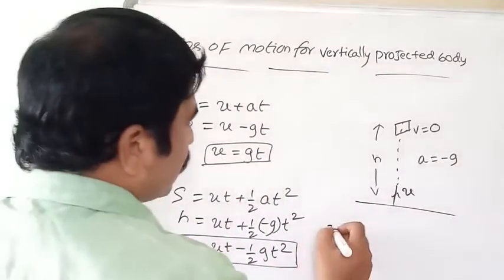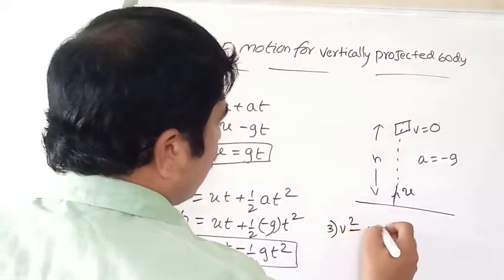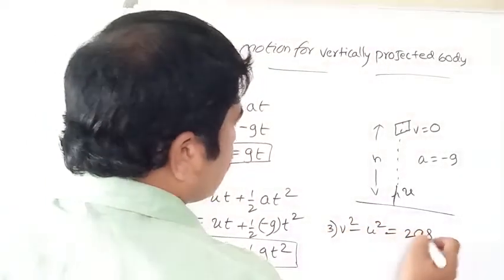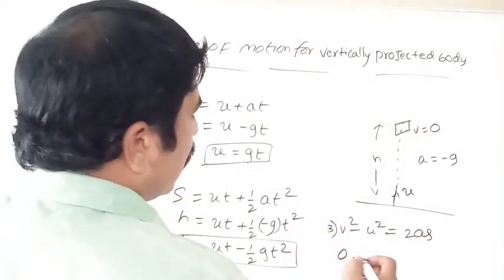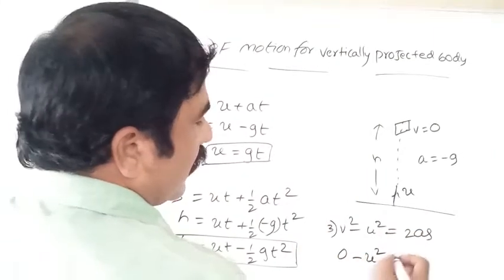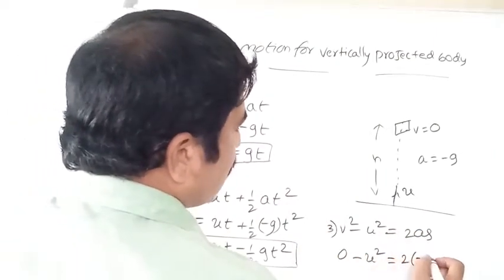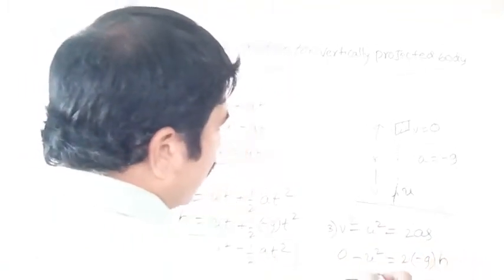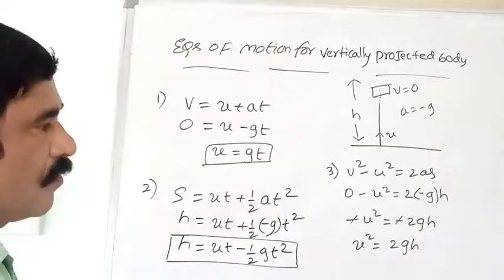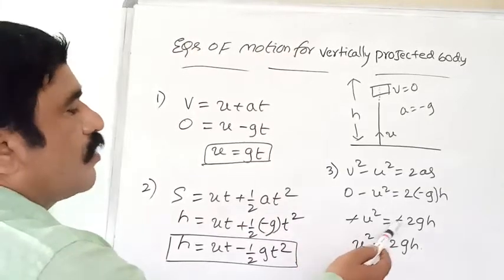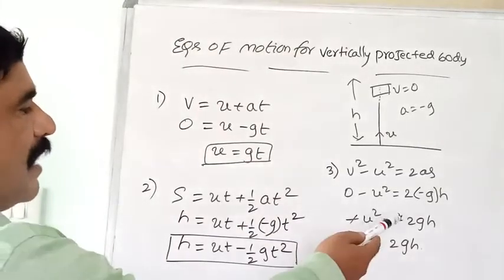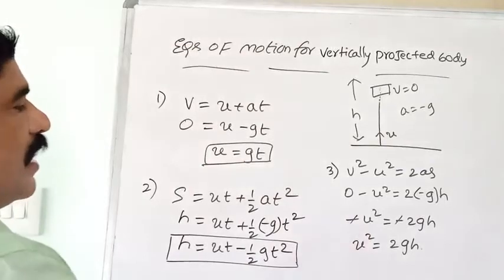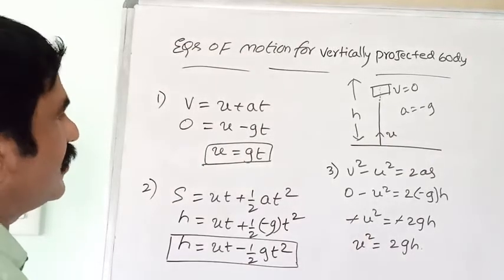Third one, we know v² − u² = 2as. In this v = 0, so 0 − u², 2 into acceleration is −g, s is h. Therefore −u² = −2gh, minus cancel, then u² = 2gh.